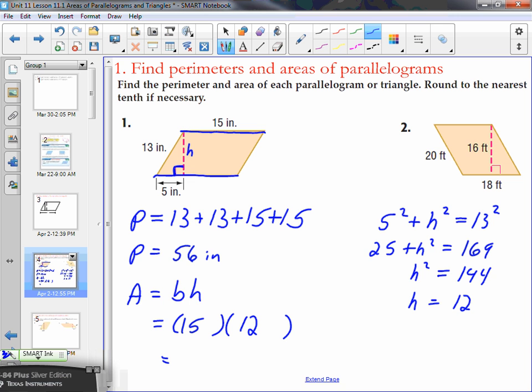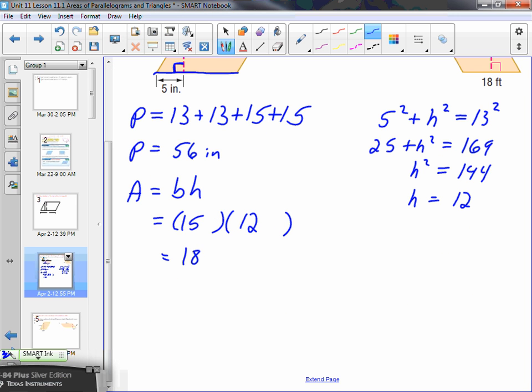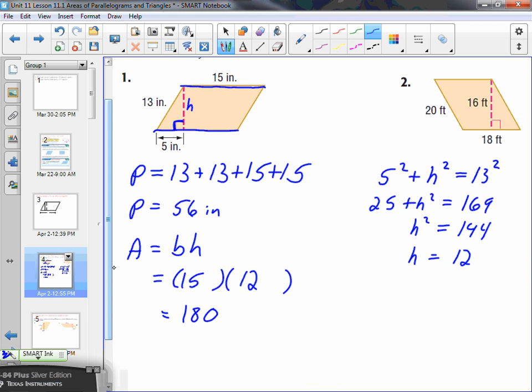Okay, get out your calculator if you need to, and tell me what 15 times 12 equals. 180. Now, the units. Since these lengths are measured in inches, our area is square inches, or inches squared. Here's why. I didn't write it down with the 15, but wasn't that 15 inches? And I didn't write it down with the 12, but that was 12 inches. So we multiplied 15 times 12 and got the 180. Well, then multiply inch times inch to get the inch squared.